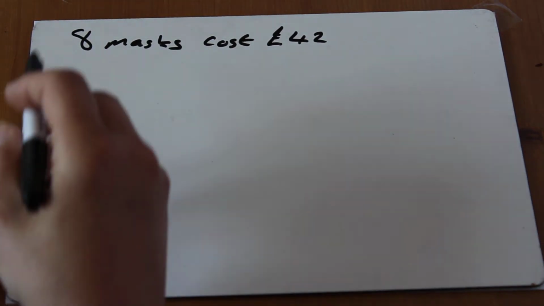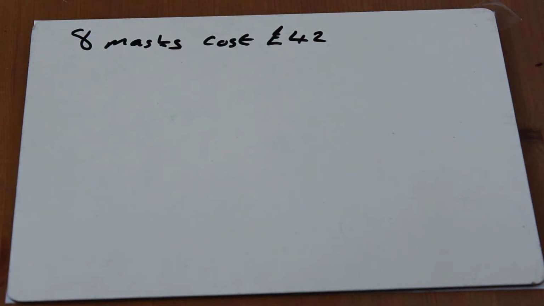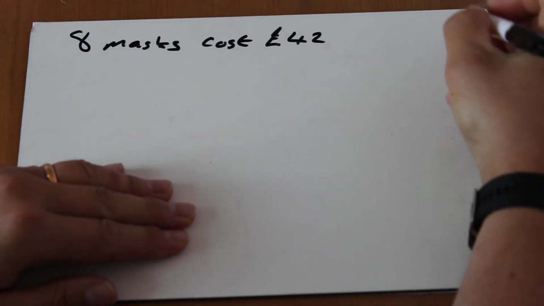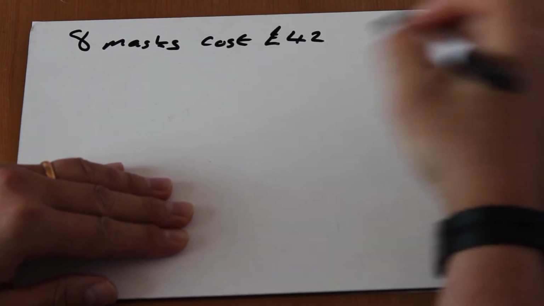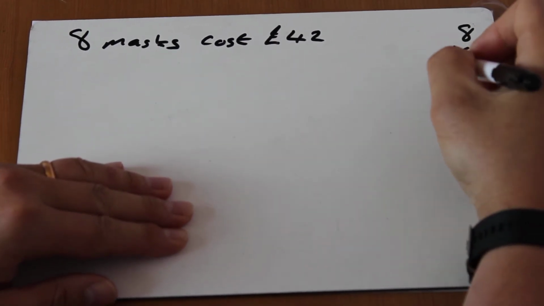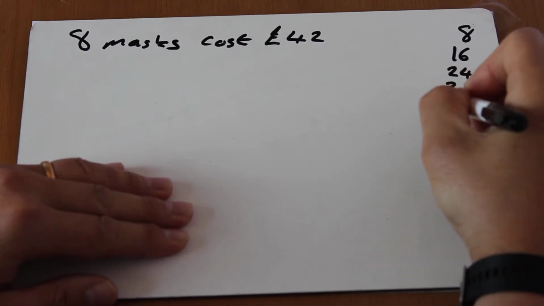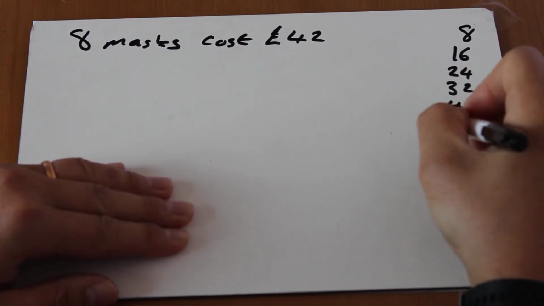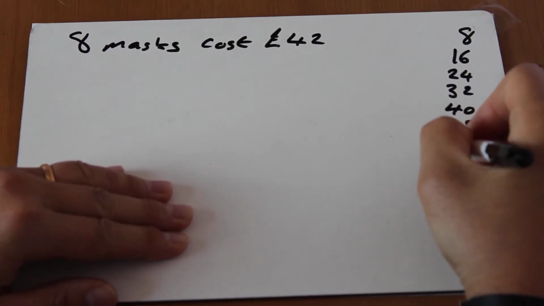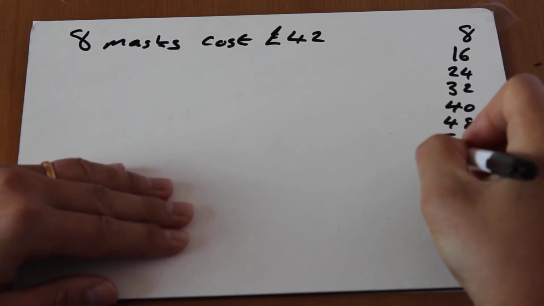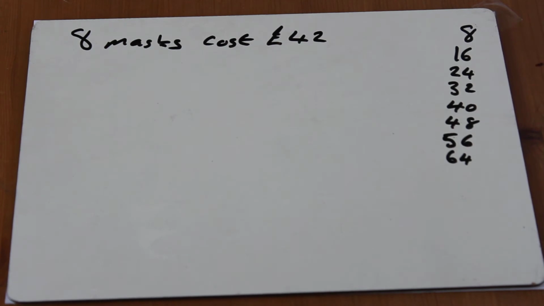So what I need to do is take my 8 and divide it into my 42. If you're not too happy with your 8 times table, this is what you do. You just write it down here. There's no need to write out 1 times 8, 2 times 8, things like that. Just write down the times table by adding 8 each time, and then you can take it from there. I'm going to stop at 64 because I know I'm not going to need to go any further than that.